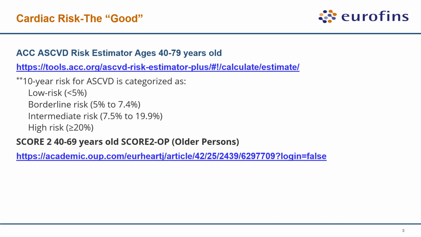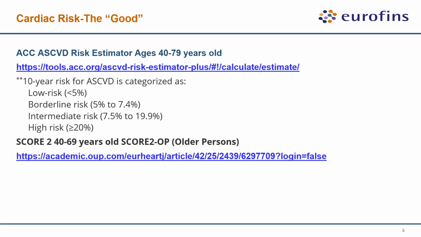You might be well familiar with the cardiovascular risk estimators. The American College of Cardiology provides a risk estimator for patients in the ages of 40 to 79. It is publicly available. I gave a link here to the website, or you can download it as a mobile app. And you probably are well familiar that it classifies cardiovascular risk into low risk, which are individuals that have less than 5% probability of suffering non-fatal MI or cardiovascular death in the next 10 years, borderline risk from 5 to 7.4%, intermediate risk, and of course high risk, which is 20% or more.